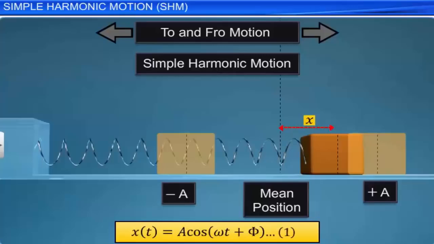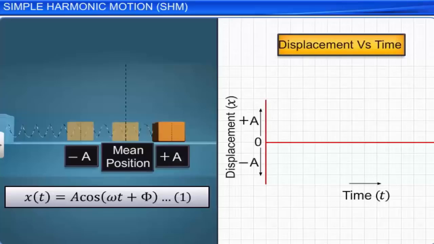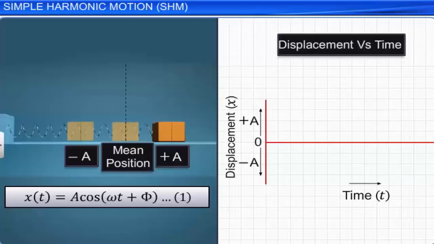In simple harmonic motion, the variation of the displacement of a particle with time t can be denoted by the displacement versus time graph. A periodic motion where the displacement of an oscillating particle varies sinusoidally with time t can be called simple harmonic motion. Since the displacement x of the particle is dependent on the cosine function as given by equation 1, the displacement will vary from +A to −A.